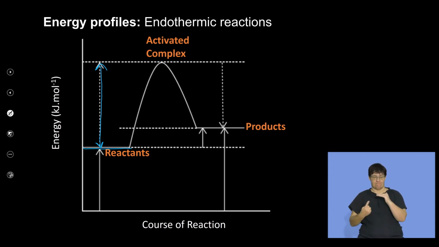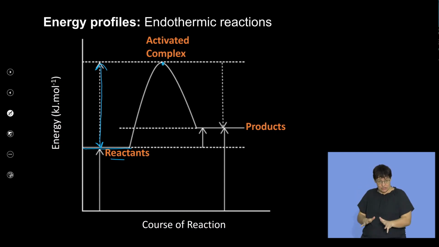So once these reactants absorb energy, when they reach a certain stage where they are able to start forming the products, or the new substance, we have what is called an activated complex. This is an intermediate stage between reactants and products.